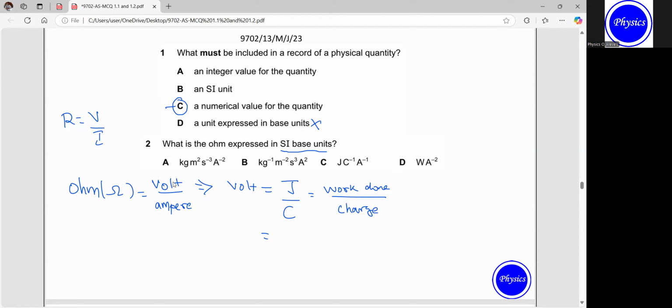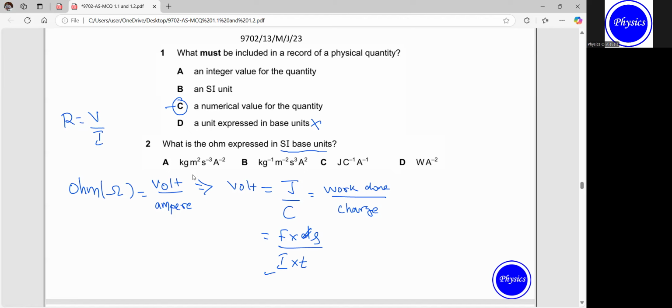From where did joule come from? Joule is work done. Work done is what? Force times distance. And what is charge? Current times time. Are they all in base units? Distance is in base unit. Okay, if you want to represent distance in the form of S, in A level, we represent it by S. Force times distance or displacement, S. Okay, force times distance divided by current times time.